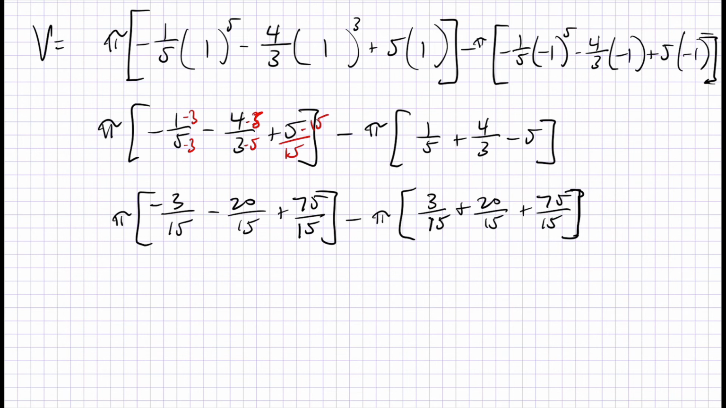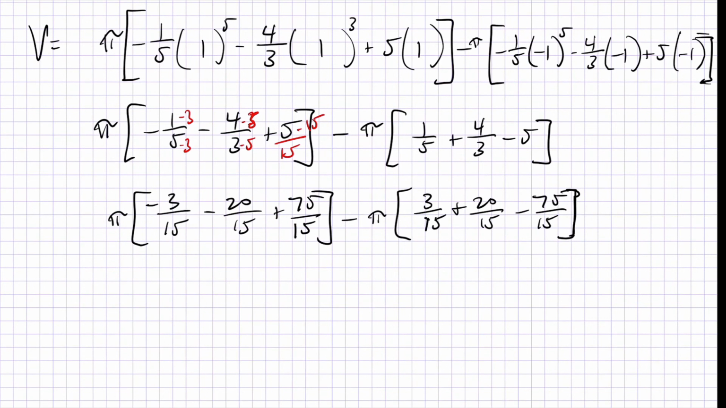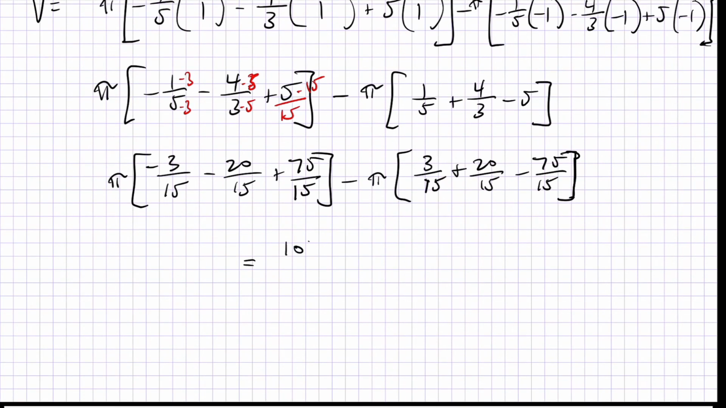Which one? Oh, yeah. Right. And then what do you get? What do you guys eventually get? What do we eventually get? Nothing? We're still working? Huh? 104 pi over 15?